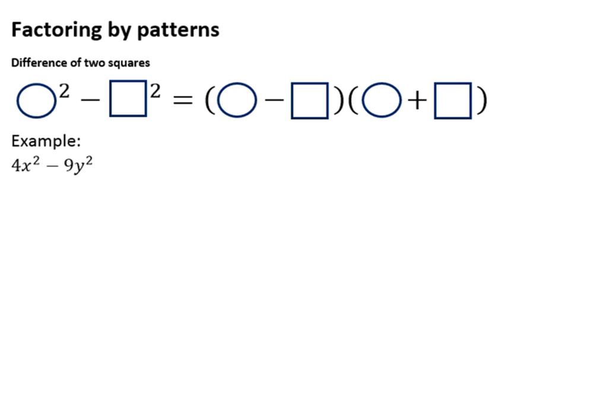So, now, I have an example, okay? I want you to notice my pattern. My pattern says I have something squared minus something squared, and I put a circle and a box because I'm going to fill in those circles and boxes. In this example, for 4x squared, I have 2x being squared, and on the back side, 9 is really 3, so this is 3y squared. Then I'll just fill in the pattern, which would be 2x minus 3y and 2x plus 3y.